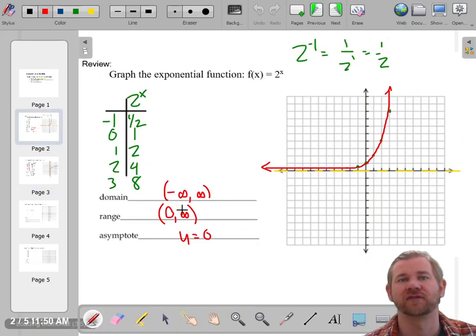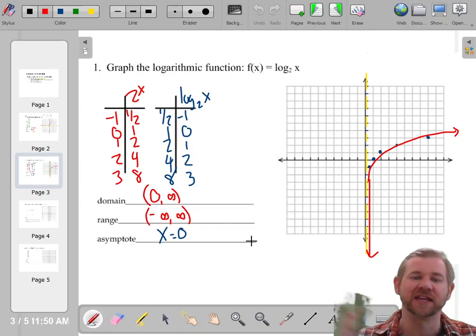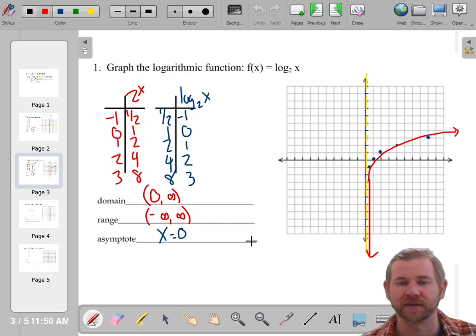So you see how these just got flipped? That's what's happening here, because these x and y got flipped. The input is now the output and vice versa. So this is called a logarithm. And we'll talk more about how to evaluate logarithms later. Right now, we're just focusing on graphing them.